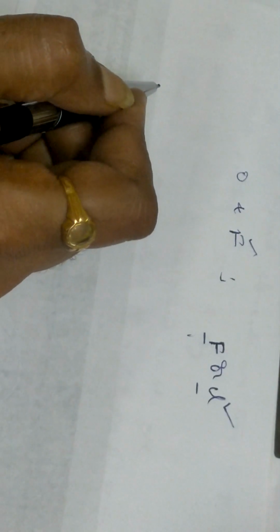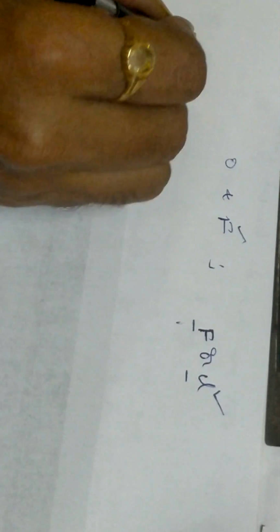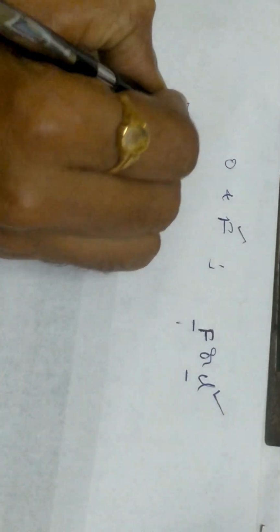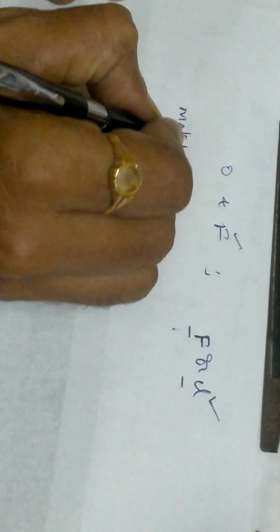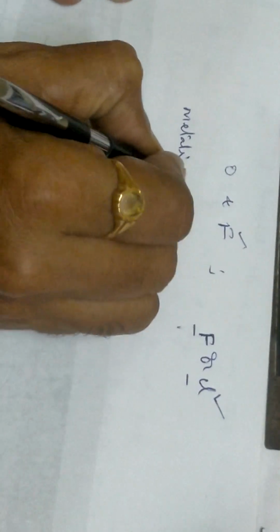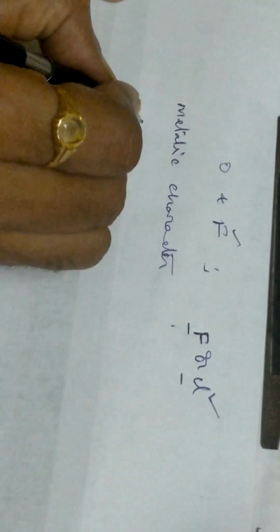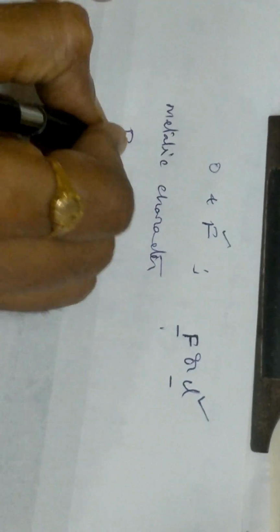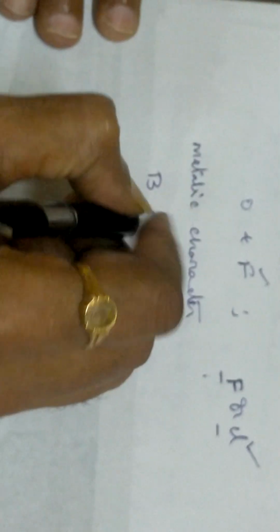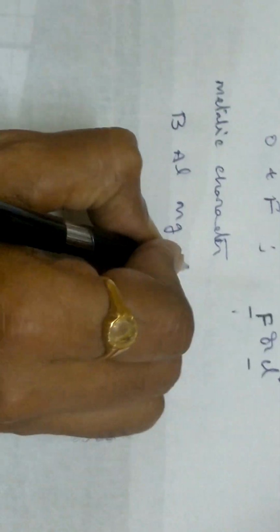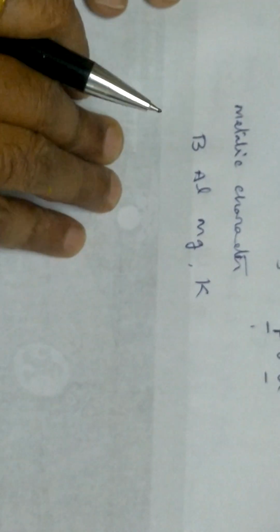What is the metallic character if a zigzag order is given? Write the metallic character in increasing order. This is one of the MCET questions. The elements given are boron, aluminum, magnesium, potassium. See, what is the rule?